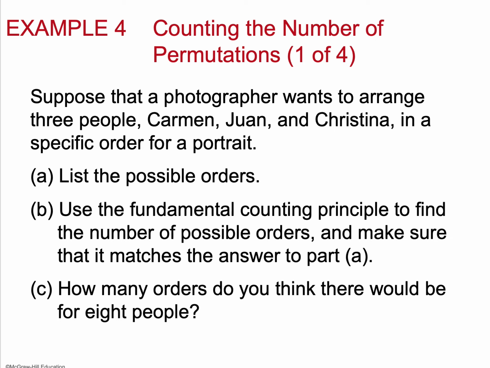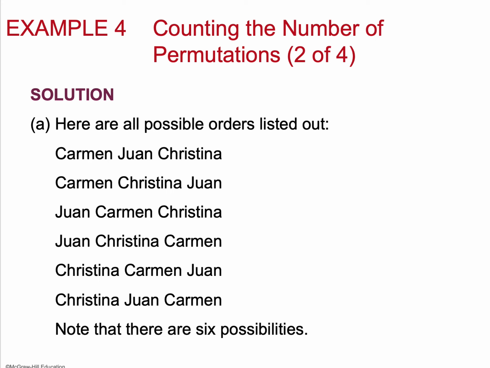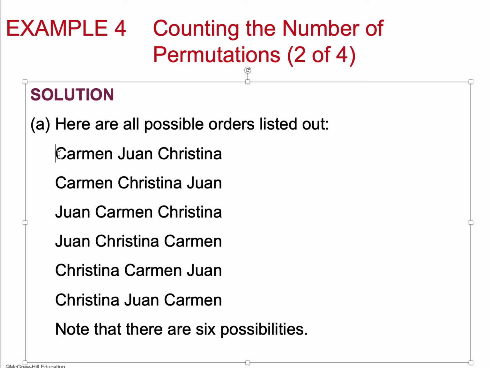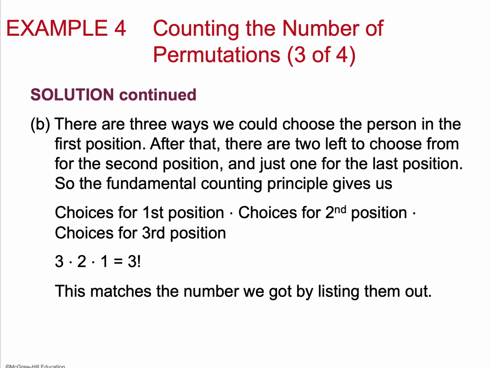So let's suppose that a photographer wants to arrange 3 people, Carmen, Juan, and Christina, in order for a picture. So if I listed the possible orders, then that's going to be these pieces. So I'd actually manually written out all the possible ways to arrange the 3 people. And I count them up, and there's 6 total possibilities.